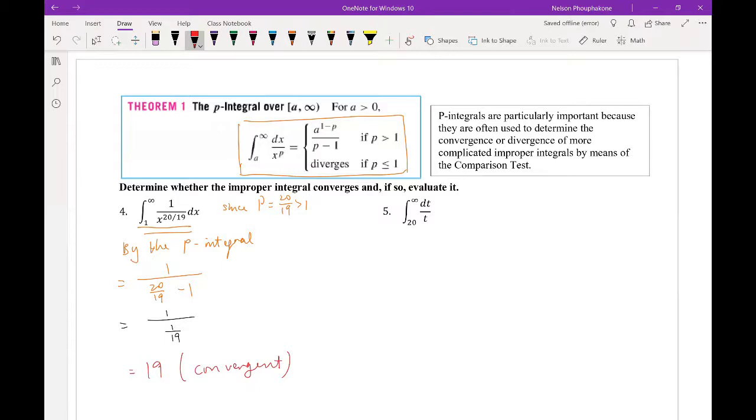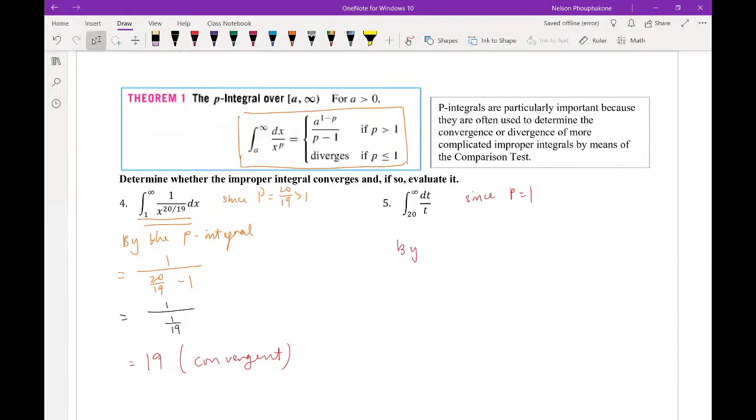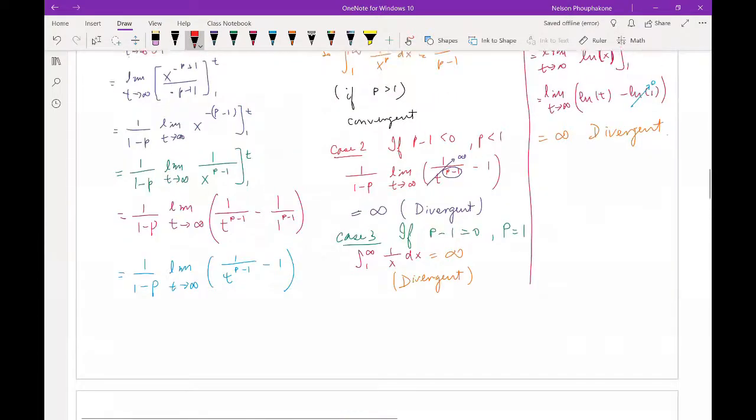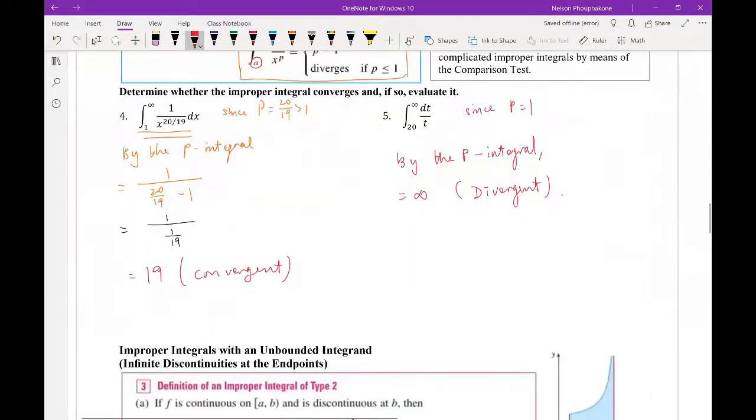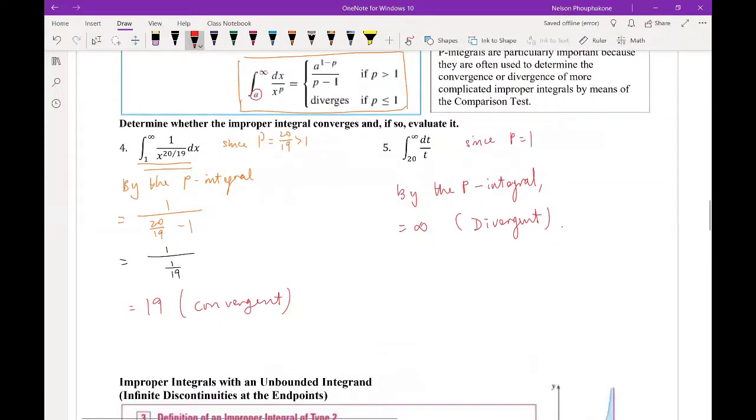Okay. And then for this one right here, we could say that since p is equal to 1, by the p integral, the answer is equal to infinity, which is divergent. Now you will see that for the p integral, this just starts from a, where a is a positive number. Of course, I just use a equal to 1, but a could be any number that is greater than 0. This is how we use the p integral.